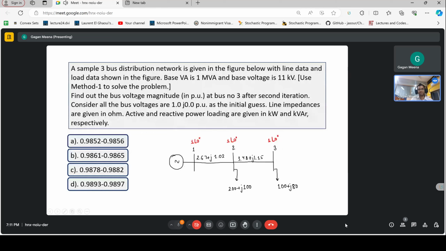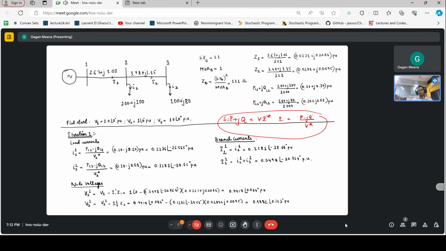let's say Q, which is apparent power, is equal to VI star. So I we can write as (P minus jQ) divided by V star. This will be used here again and again, and we have to find the current here. Initially we have assumed that voltage is 1 angle 0, so this will be the same as PL2 minus jQL2. Similarly, I2, I3 we can write as PL2 minus jQL2 and PL3 minus jQL3, which is this. So these are the load currents.